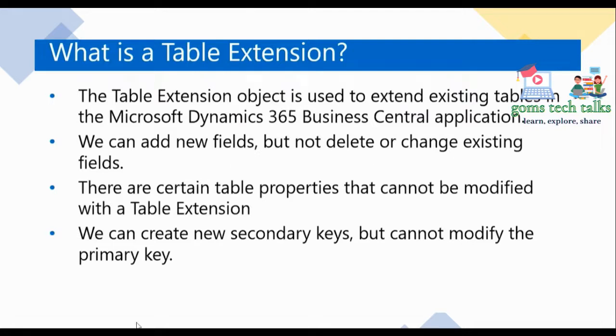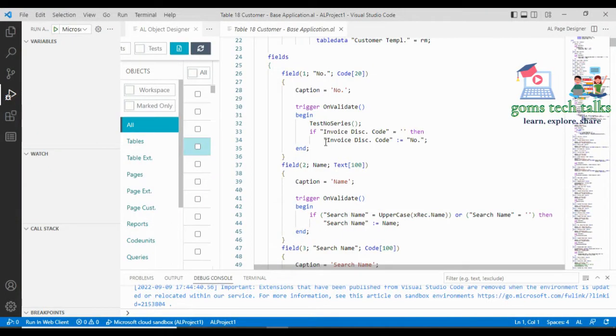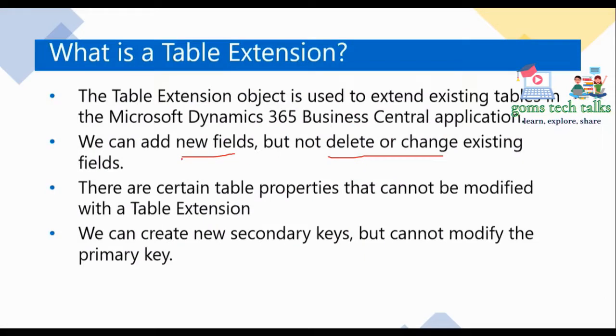As I told, you can add a field but you cannot delete it. You can add a new field but you cannot delete or change the existing field. What is the existing field? Here you can see number, name, search name; these are all existing fields. You cannot do anything. Even if you try to delete something over here, it will tell you that you cannot edit in a read only editor. So you can add a new field but you cannot delete or change the existing field.